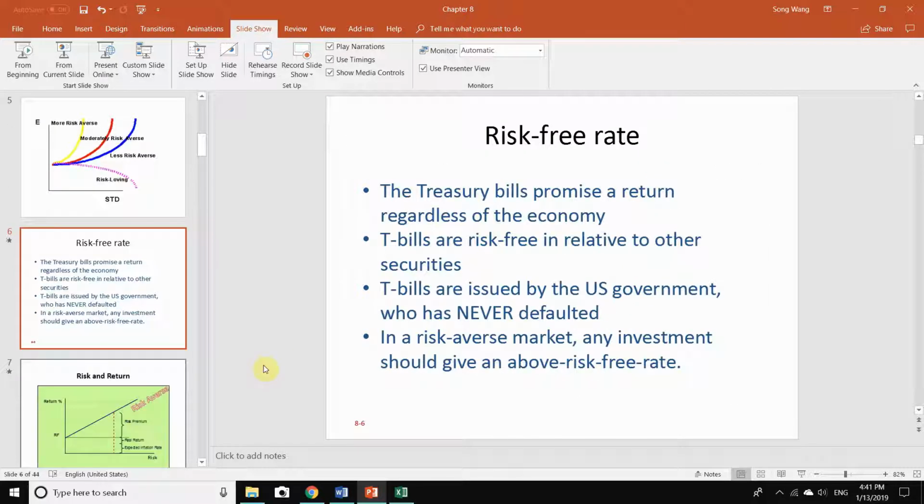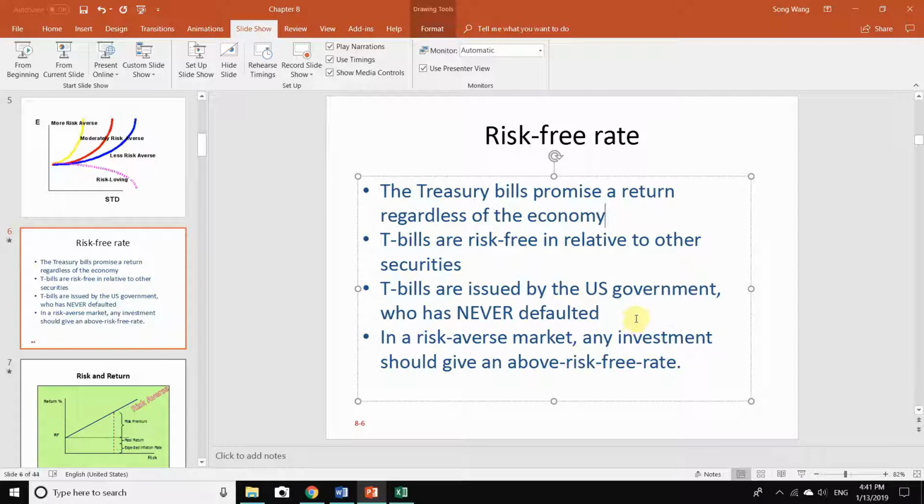Now let's talk about the risk-free rate. So the risk-free rate basically is the rate you get no matter what, regardless of any economic situation. The only risk-free asset here is Treasury bills. Okay, it's issued by the Department of Treasury of the United States government. It is risk-free because the issuer, the U.S. government, never defaults on its debt payment.